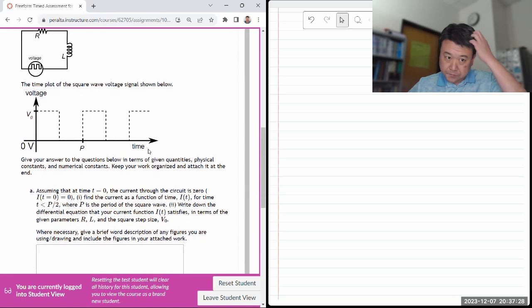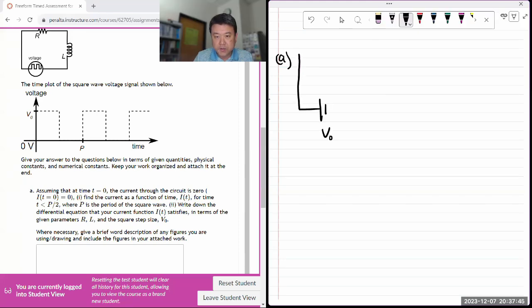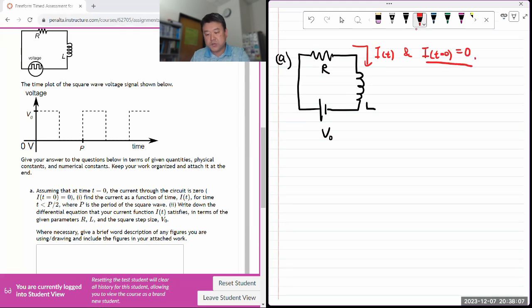Okay, so what we have is, let me just sketch this out. I'm just gonna say at t equals 0, I started applying voltage. So it's basically as though I connected a battery of a voltage V0. And I have an inductor, L, and resistor R. It's asking for the current as a function of time, and at t equal to 0, current is 0. This is a boundary condition that will probably come into play. So it wants me to find the current as a function of time.